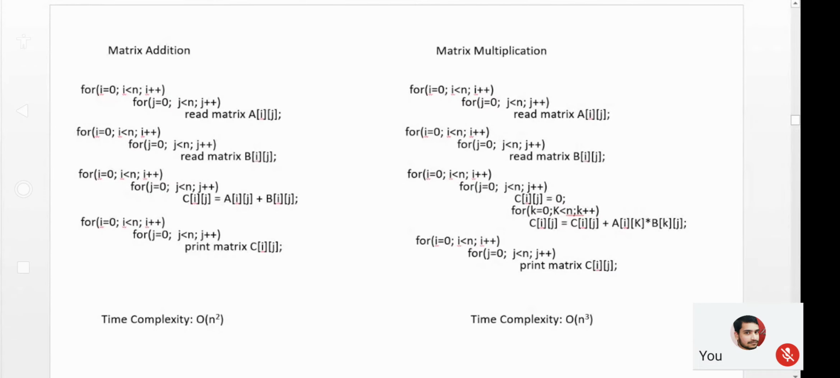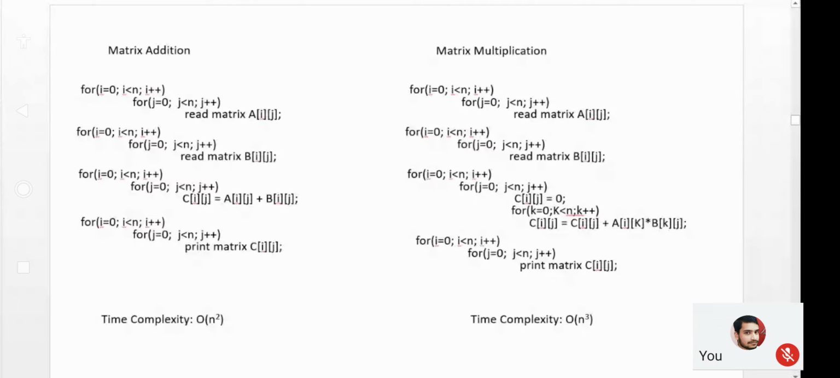Linear or quadratic? It depends on quadratic of n, that means n square. Similarly, for matrix multiplication, again you have to read one matrix. It takes n square time. Here again you have to read another matrix, which takes n square time.